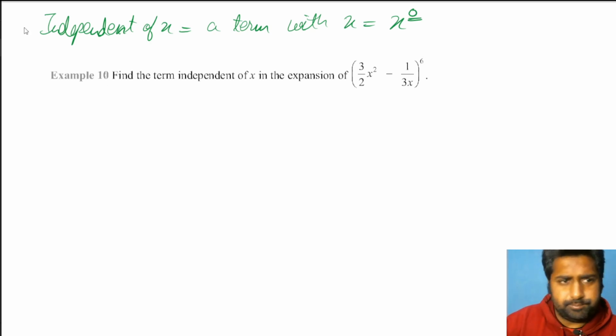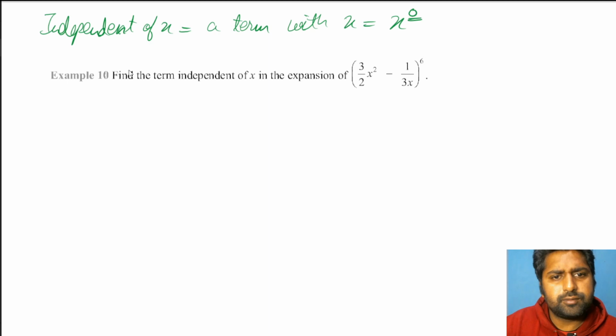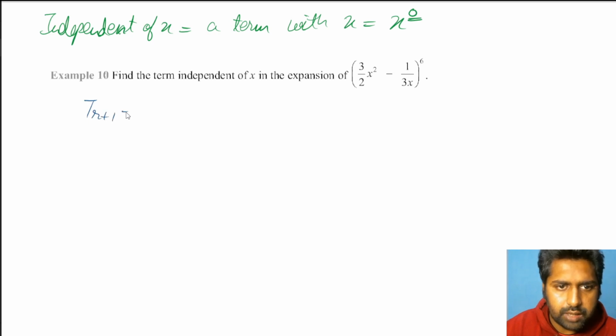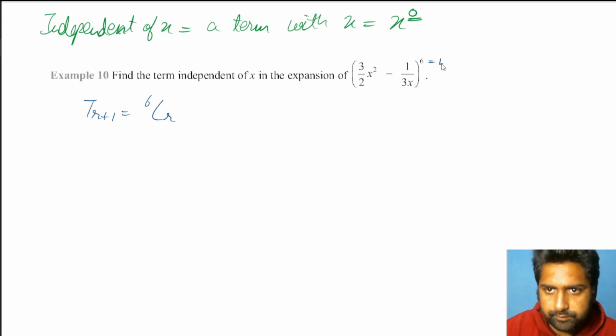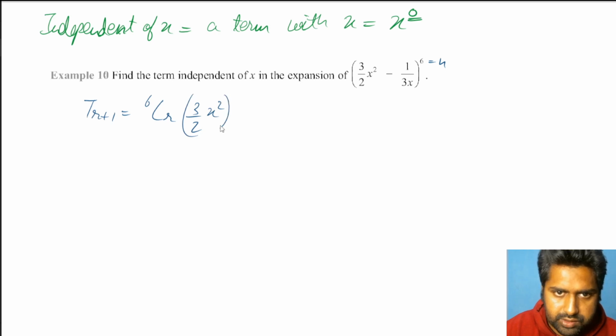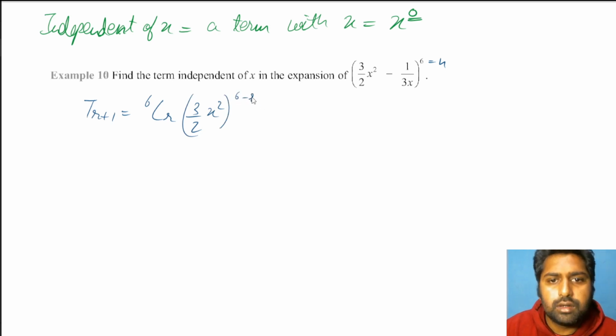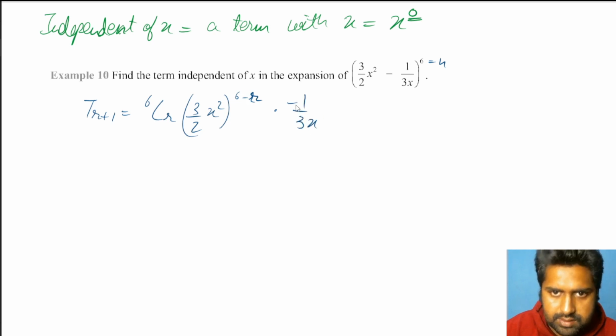Let's see. It's saying find the term independent of x in the expansion of this expression. We will not calculate using the whole expansion. What we'll do is use the concept of general term. Let's write down the general term. T(R+1) is NCR, so 6CR, that's your n. Then the first term is (3/2 x^2) complete raised to power 6 − r. And then the second term is (−1/(3x)), slightly complicated, raised to power r.